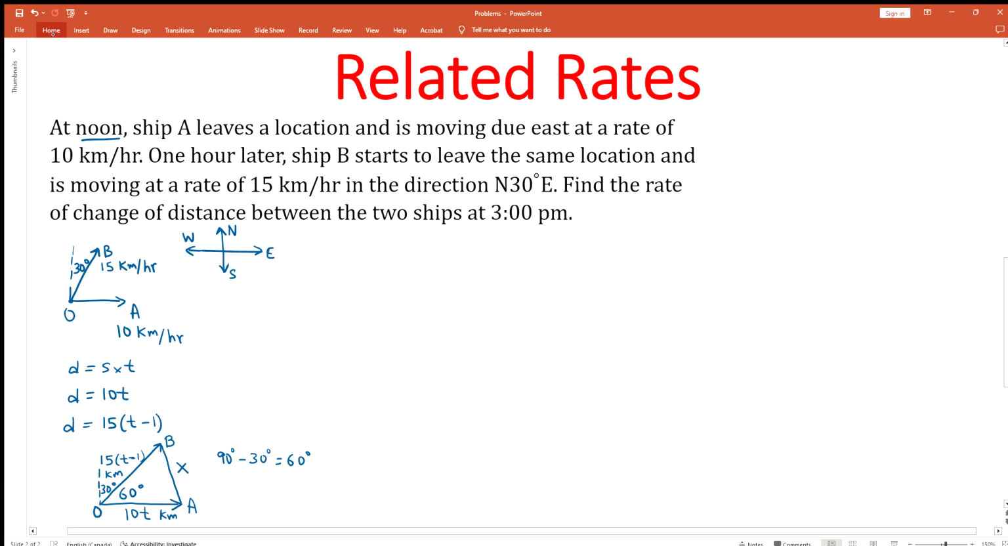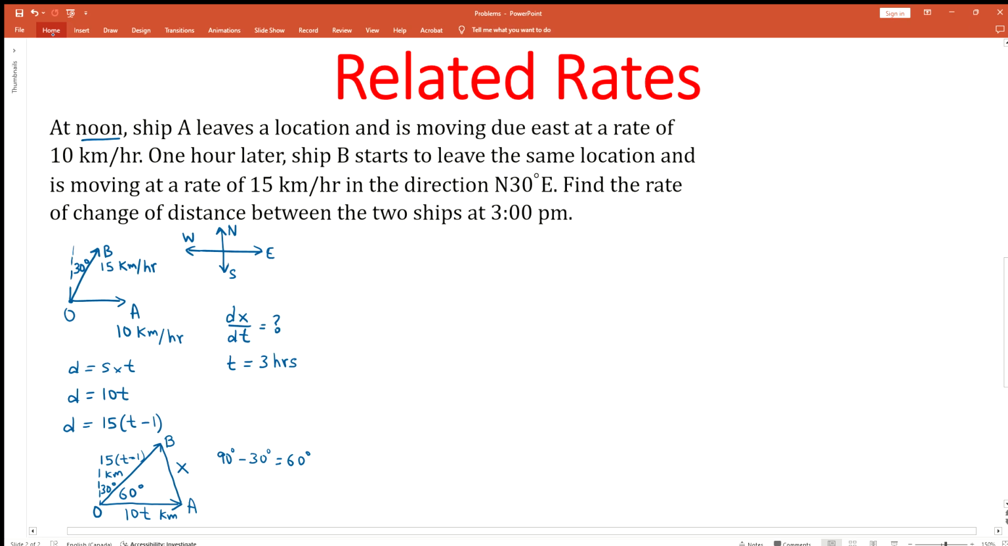We have to find the rate of change of distance between the two ships. That means we have to find dx over dt. And we have to find this rate of change at 3 p.m. Since the starting time for ship A is noon, that means we have to find dx over dt for t equals 3 hours. This is an important concept we need to understand to solve this type of problem.